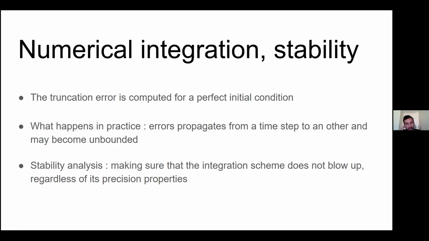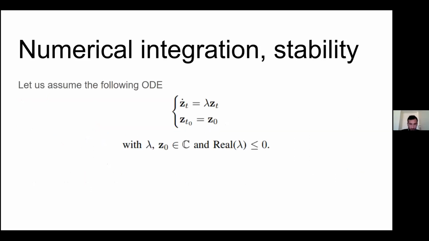We only have a single perfect initial condition, and throughout the integration, the errors from one step to another actually propagate through the numerical integration scheme, and they may become unbounded, leading to instability of the integration scheme. So stability analysis simply makes sure that the integration scheme does not blow up, so it does not go to infinity, regardless of its precision properties.